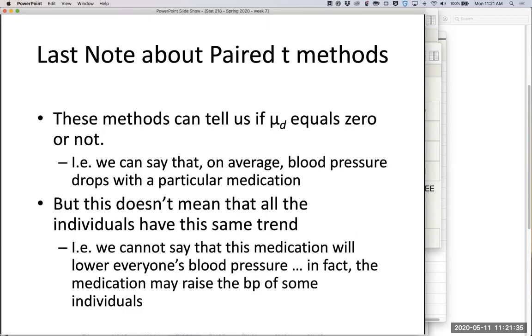Last thing about chapter 8. Just because mu sub d may be 0 or not doesn't mean that everyone experiences that same benefit. Just because on average in a before and after study, blood pressure may drop on average doesn't mean everyone will benefit from a drop in blood pressure if they were to take that medication. Not all individuals will have the exact same trend. That should be no surprise.